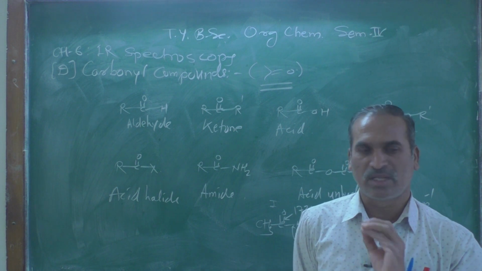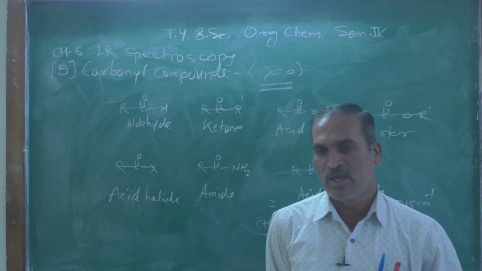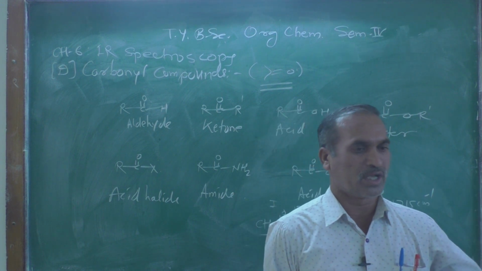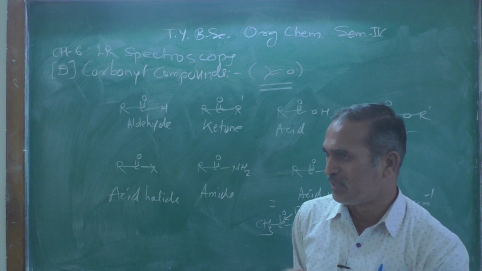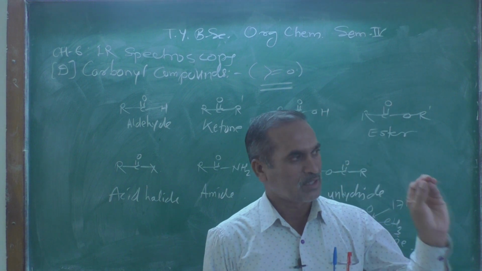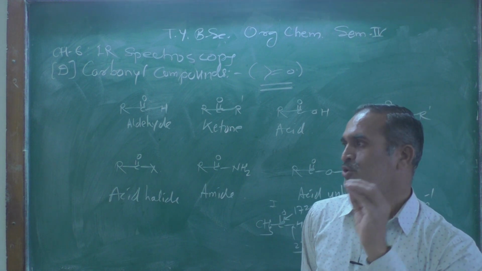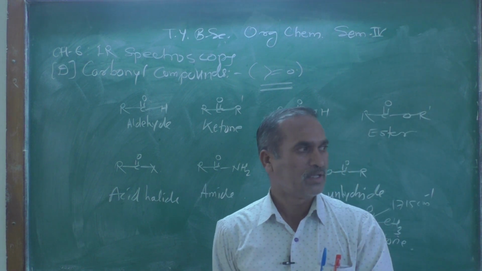Rule number 1: select the longest continuous chain and give the numbering in such a way that the functional group gets the lowest possible number, and if a ketone is there, then the suffix should be ONE.